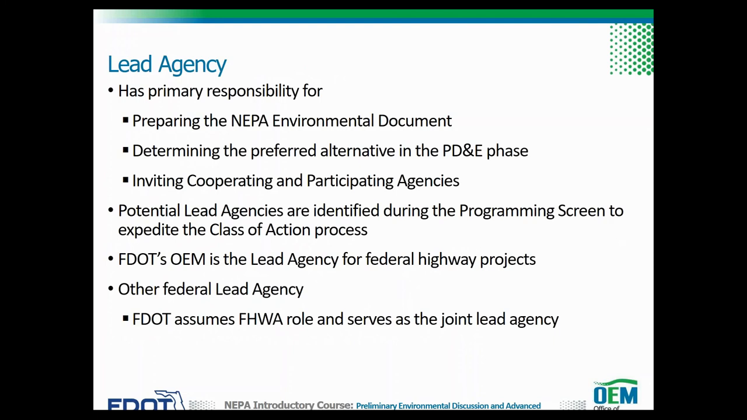The lead agency has the primary responsibility for preparing the NEPA environmental document, determining the preferred alternative in the PD&E phase, and inviting cooperating and participating agencies. FDOT's OEM is the lead agency for all federal highway projects. When another federal lead agency is involved, such as the Federal Transit Administration, FDOT assumes FHWA's role and serves as the joint lead agency. Potential lead agencies are identified during the programming screen to expedite the class of action process.